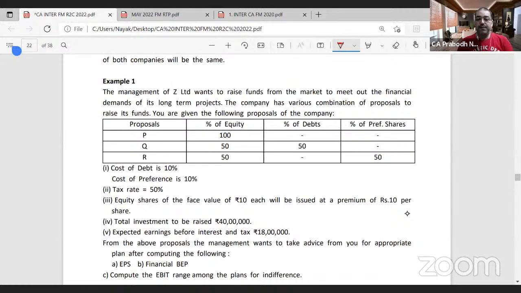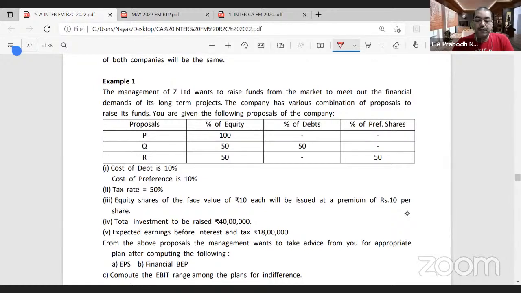Let's come to the first example. Management of Z Limited wants to raise funds from the market to meet the financial demands of the long-term projects. Company has various combinations of proposals to raise its funds. You are given the following proposals of the company. So 3 proposals are there. They are called P, Q, and R, with a percentage of equity, percentage of debt, and percentage of preference shares. In plan P, 100% is financed in the form of equity. Plan Q, 50% in equity and 50% in debt. Plan R, you are having 50% in equity and 50% in preference shares.